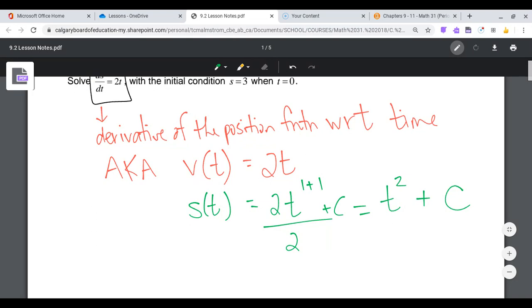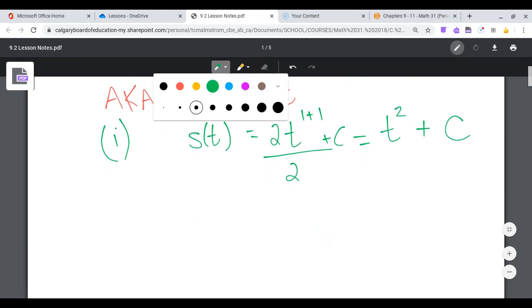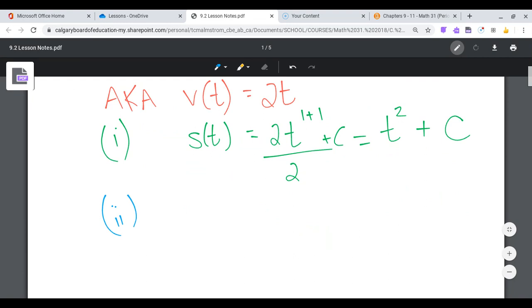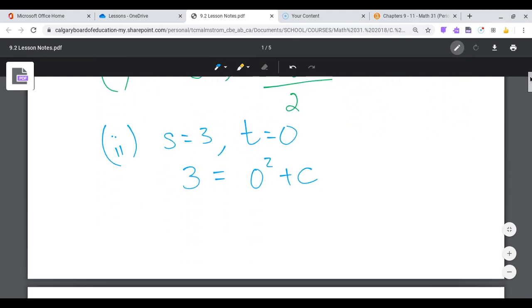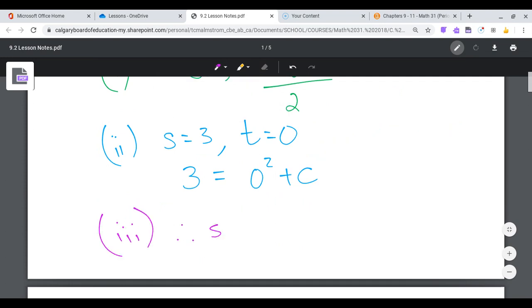And then the next thing is, so this is kind of step 1. Now that we have some conditions to work with, we're going to actually solve for the c value. So the next thing to do is to know that when s is equal to 3, t was equal to 0. So then we can say 3 is equal to 0 squared plus c. So c is obviously 3. And then we can state our position function as our last thing that we do. Therefore, s of t is equal to t squared plus 3. And so now we have a way to solve for that constant.